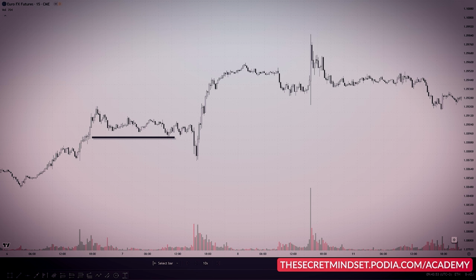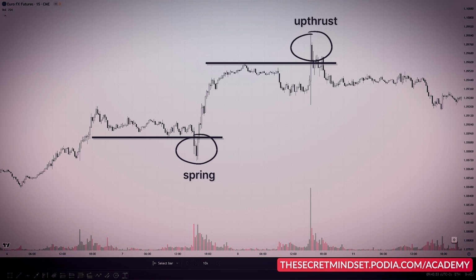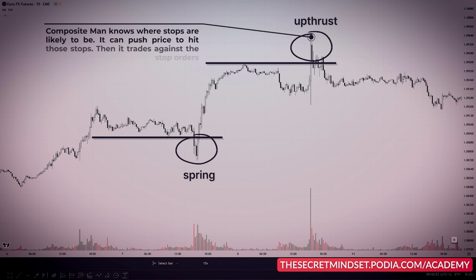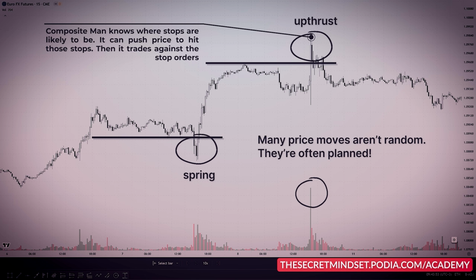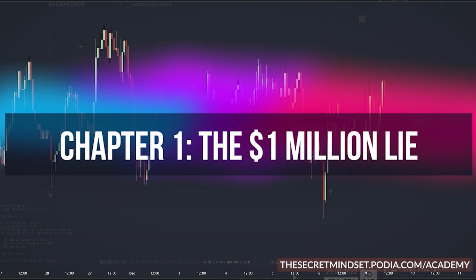The composite man links to other Wyckoff ideas. Springs and upthrusts are often the work of the composite man. We'll talk about these in a minute. This concept also explains why stop hunting happens. The composite man knows where stops are likely to be. He can push price to hit those stops. Then he trades against the stop orders. You'll soon realize that many price moves aren't random. They're often planned.